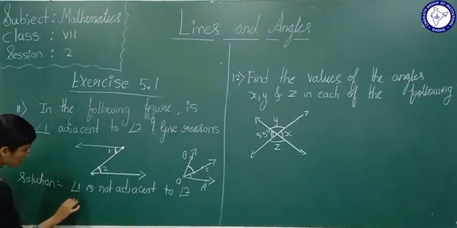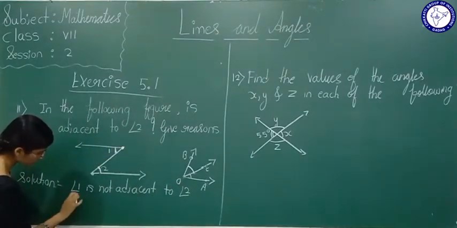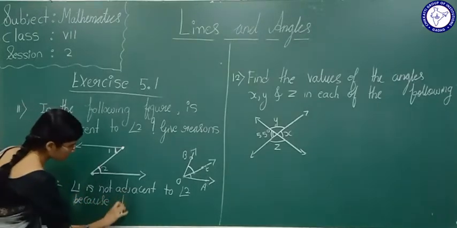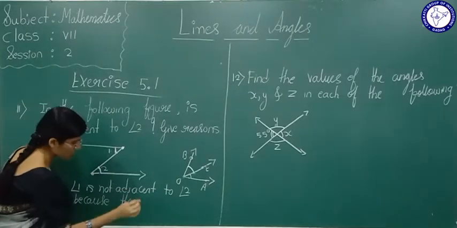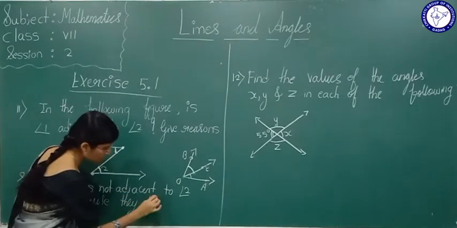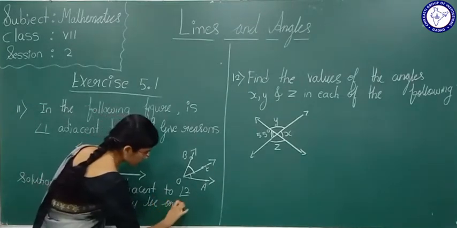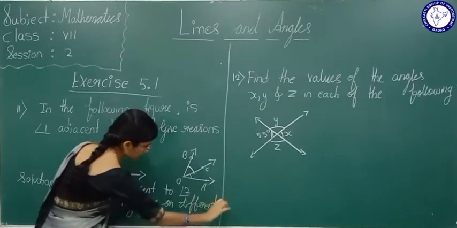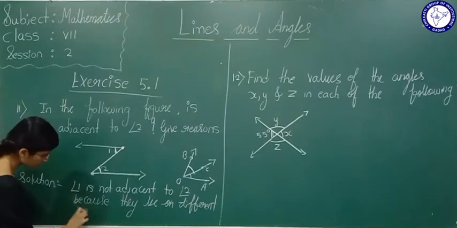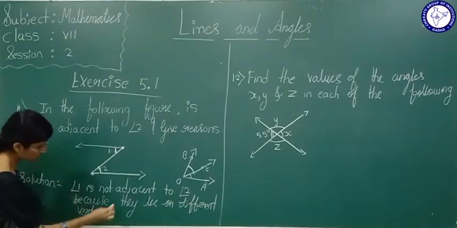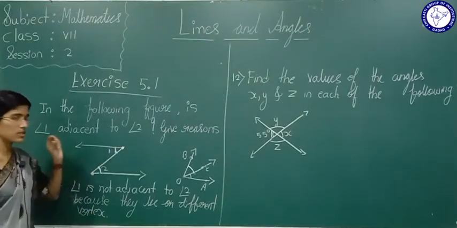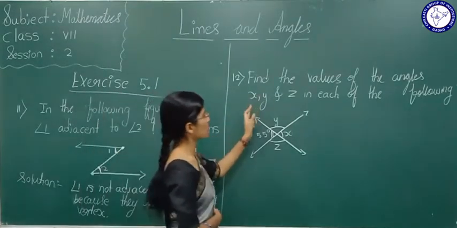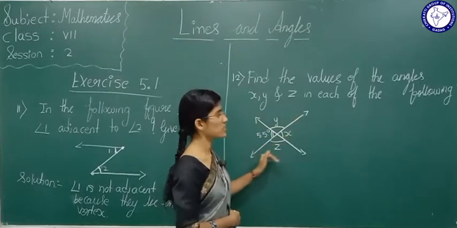Okay, what is the reason? Because they lie on different vertices. The meaning is that they do not have the same vertex. Okay. Now see here. Find the values of the angles x, y, z in each of the following.